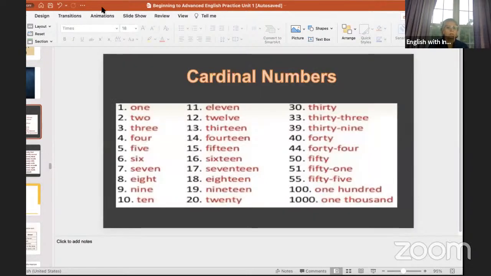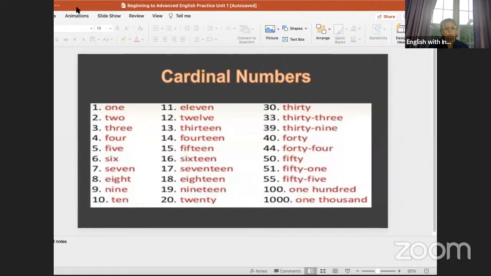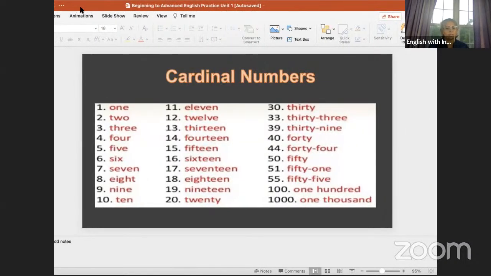So the cardinal numbers are 1, 2, 3, 4, 5, 6, 7, 8, 9, 10, right? So on in millions and billions. You can write, these are the numbers, and these O-N-E are the words, right? So you can write these numbers in words, or you can write these numbers in number form or word form.